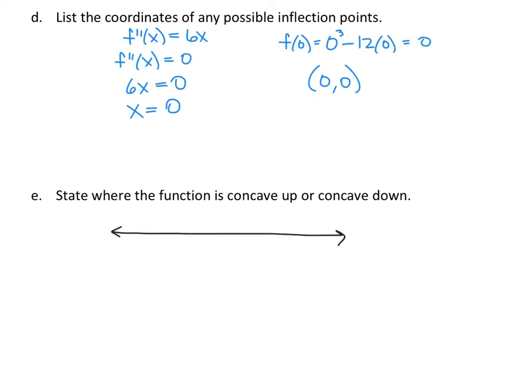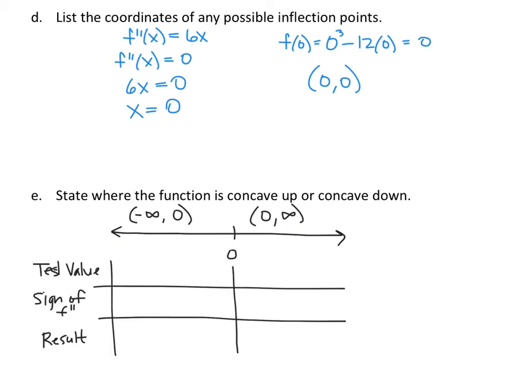So we're going to divide our x-axis up into two intervals around our inflection point, which was 0. So we're dividing the x-axis into negative infinity to 0, and then 0 to infinity as our two intervals. And we want to know what's happening to our second derivative in each of these intervals. So we will use our second derivative to test for concavity.